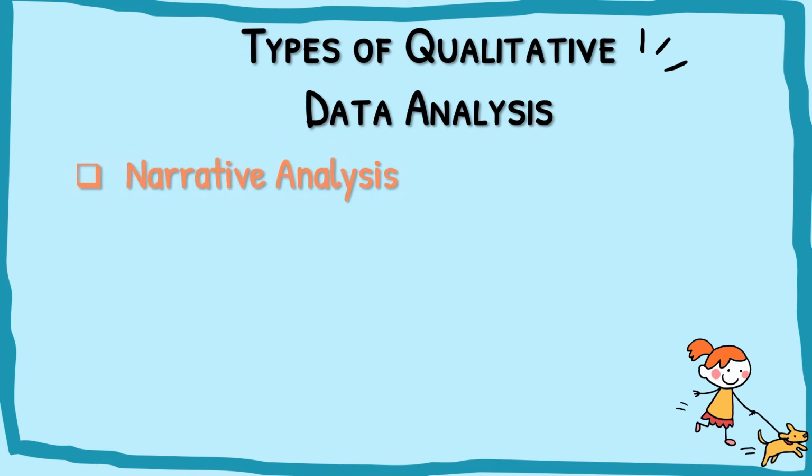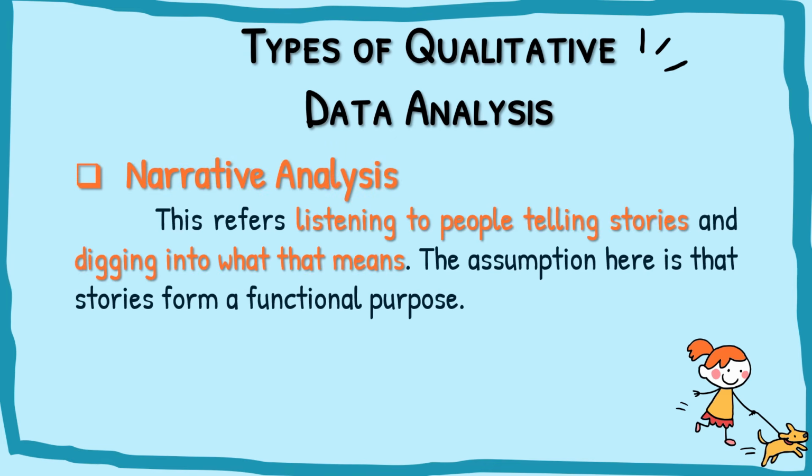The second type is the narrative analysis. This refers to listening to people telling stories and digging into what that means. The assumption here is that stories form a functional purpose. It is used to analyze text that may come from a variety of sources. It often involves reformulating stories presented by people in different contexts and based on their different experiences, including transcripts from interviews, diaries, field notes, surveys, and other written forms.